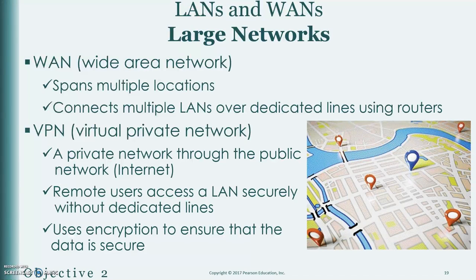VPNs, or virtual private networks, create a private network through the public network, in other words, the internet, allowing remote users to access a local area network securely without needing dedicated lines. This is less expensive, it's more practical for businesses, and it uses encryption to ensure that the data is secure as it travels through the public network.